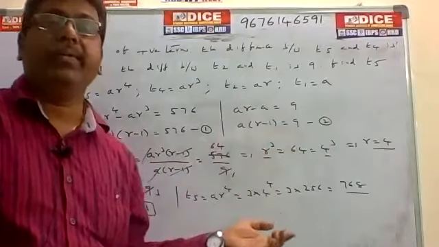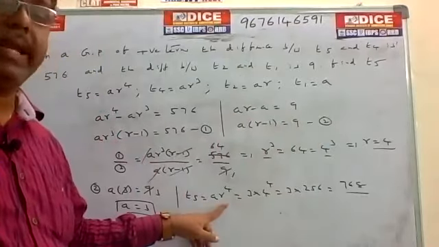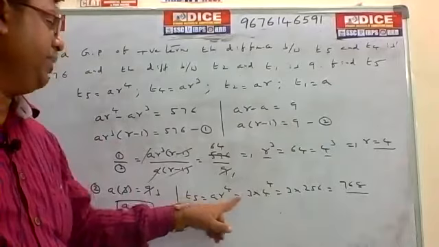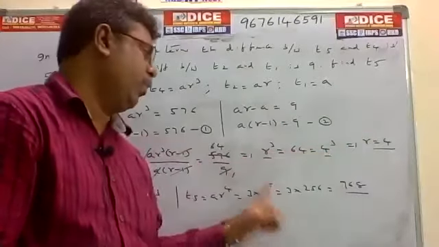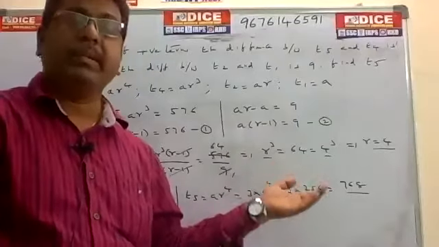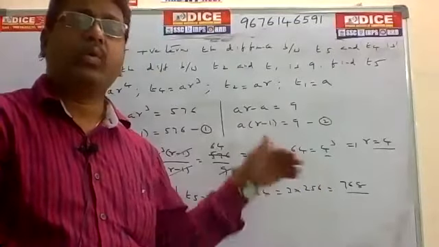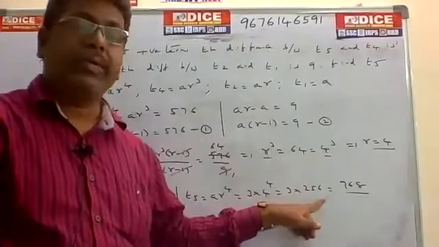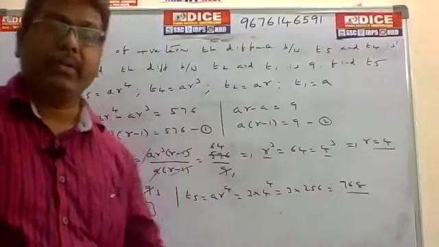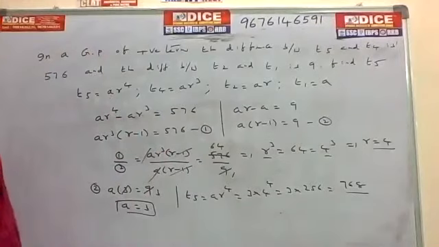I am finding T5. T5 is equal to, the formula is A into R to the power of 4. A is 3, 3 into R means 4, 4 to the power of 4. So 4 to the power of 4 means 4 square into 4 square, 16 into 16, that is 256. 3 into 256, the value is 768. Right on this one. If completed, please give me yes.